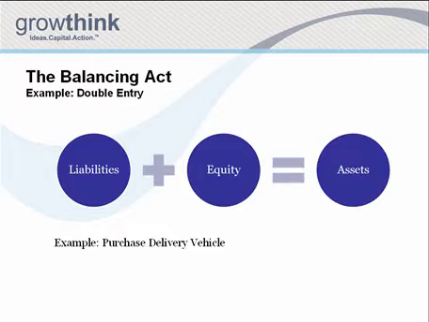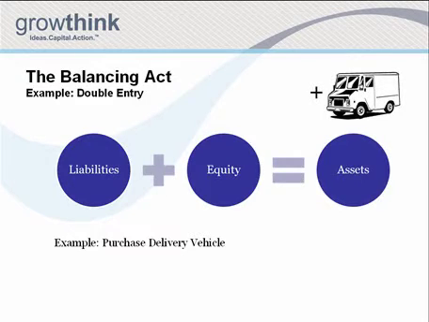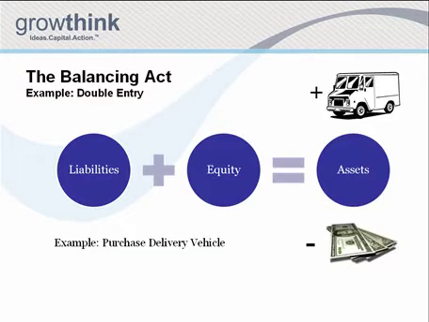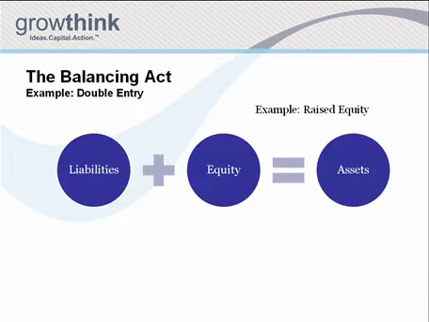An example I'll use here is the purchase of a delivery vehicle. So we buy a delivery vehicle for $10,000. What that means is that we're gaining an asset. We now own a delivery vehicle. But at the same time, we're losing an asset. That vehicle cost us $10,000. We now own a $10,000 vehicle, but we just lost $10,000 in cash that we used to pay for that vehicle. So our equation remains the same. We added a $10,000 asset, the vehicle, and we lost a $10,000 asset, cash.